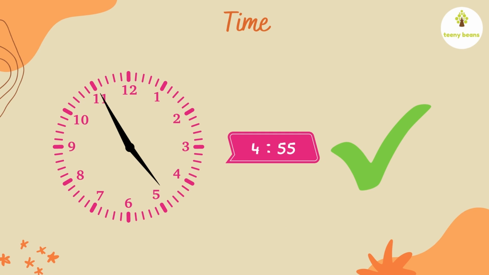This means we are 55 minutes past 4. Or we can also say that we are 5 minutes away from 5. This means that on a digital clock, the time is 4:55. You did it. Good job.